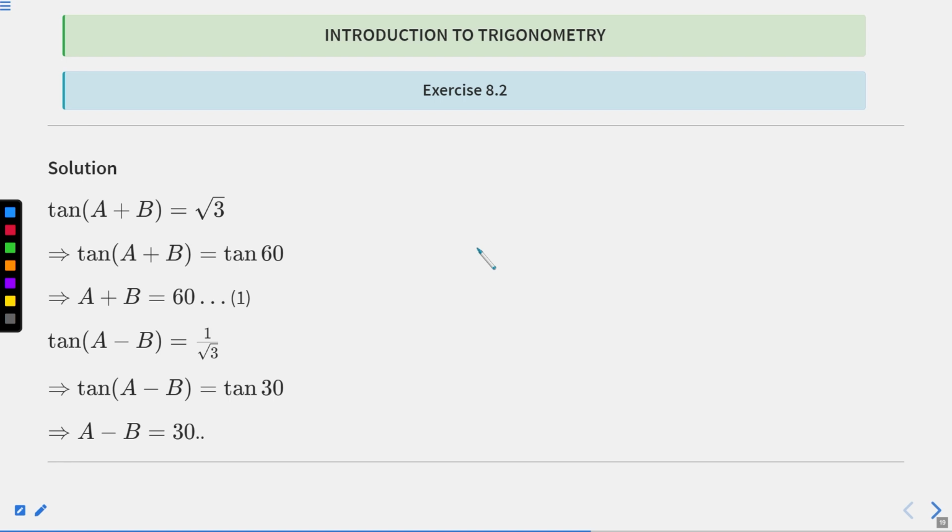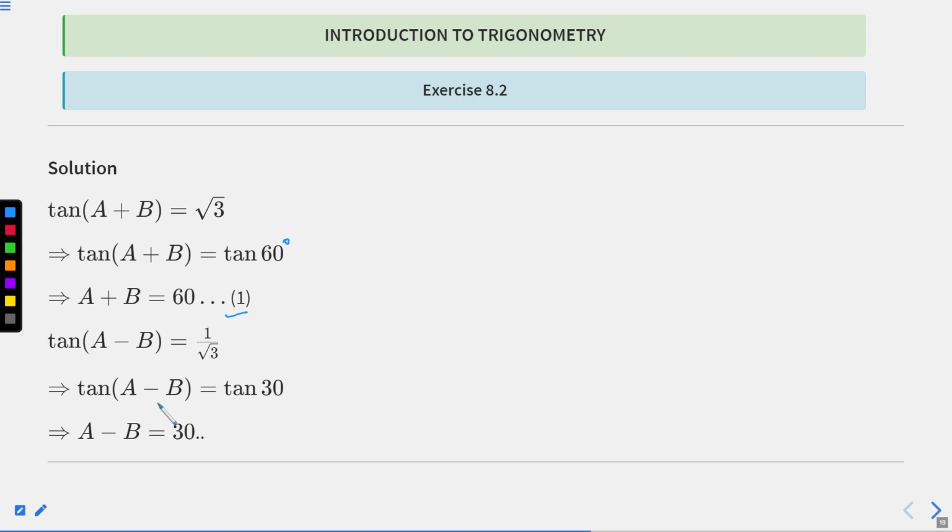Here we have tan of A plus B equal to root 3. So tan of A plus B is equal to tan of 60 degree, since tan of 60 degree is equal to root 3. Since 0 is less than A plus B less than or equal to 90 degree, and A is strictly greater than B, tan of A plus B equal to tan of 60 degree implies A plus B is equal to 60 degree. Naming this equation number 1.